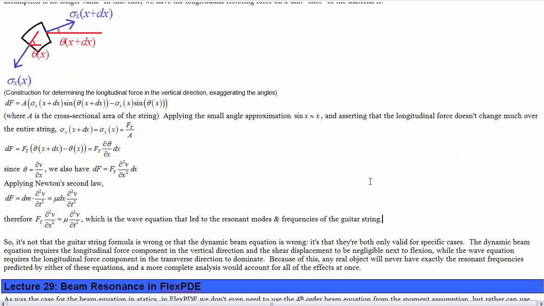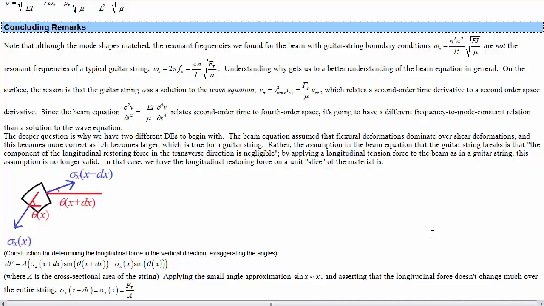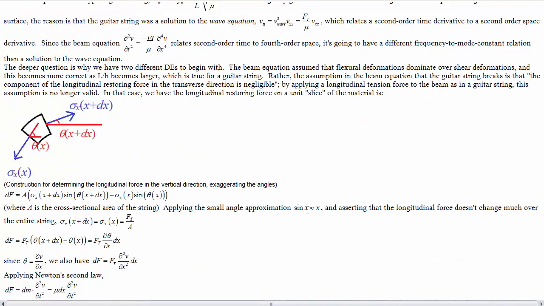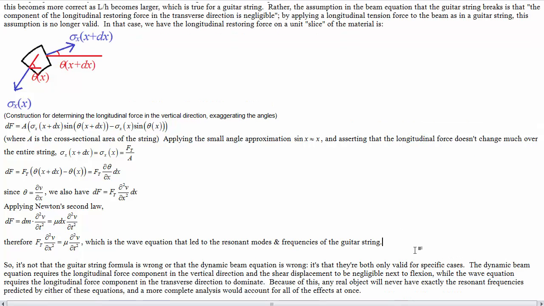So it's not that the guitar string formula is wrong or the dynamic beam equation is wrong, it's that they're modeling different things. If we apply a lot of axial force by putting a string in tension, then the longitudinal force in the vertical direction as the beam moves becomes more important, and we have to consider that. Either one of the equations is perfectly fine for the domains that they're trying to model. If we want to do a much better job and include all of the equations at once, then this is where finite element methods come in, and we're going to pick up with that on the next lecture.